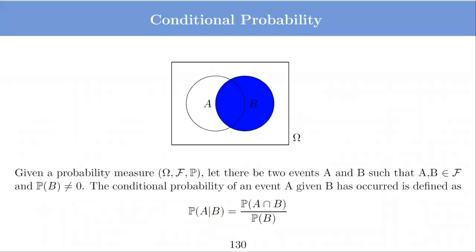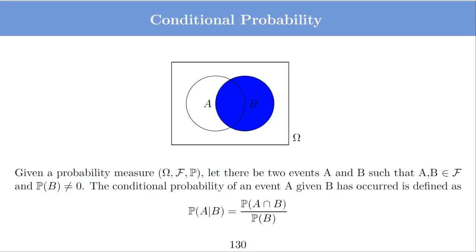And we have an additional condition that the probability of B should not be 0. This means B should occur with some non-zero probability. Then the conditional probability of A given B has occurred is defined as probability of A given B is equal to probability of A intersection B divided by probability of B. So how do we understand this? This basically refers to the probability that, if we know that B has occurred, then what is the chance that A has also occurred? So we can understand this also from the Venn diagram.